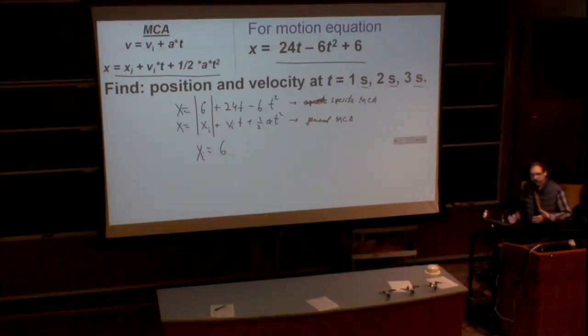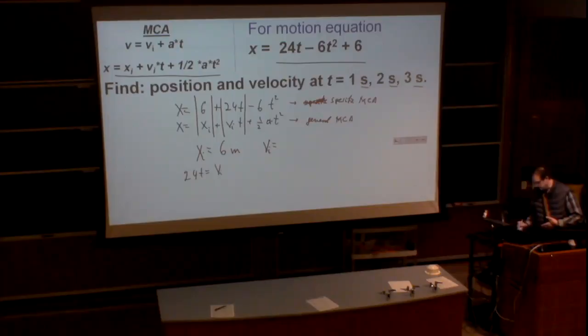What about initial velocity? Please tell me. Anybody? Just scream. 24. Yeah, if we look at this, technically, this is what we should have been writing: 24 times time equals initial velocity times time. That's what makes them equivalent. We can cancel time here and there. The answer is 24 meters per second. Now we can move on.